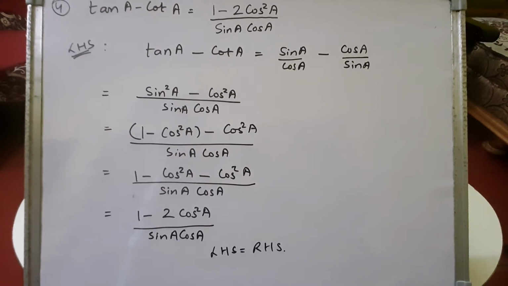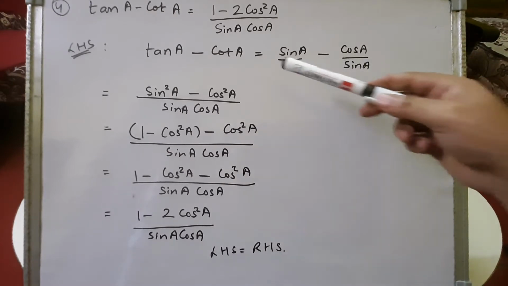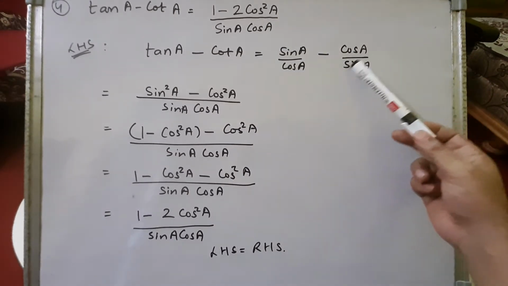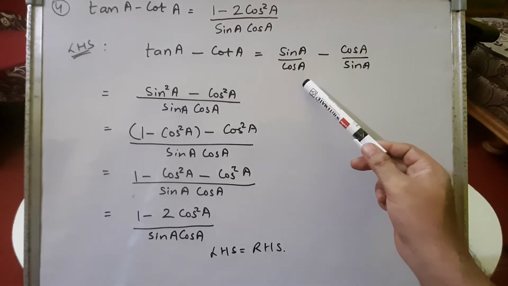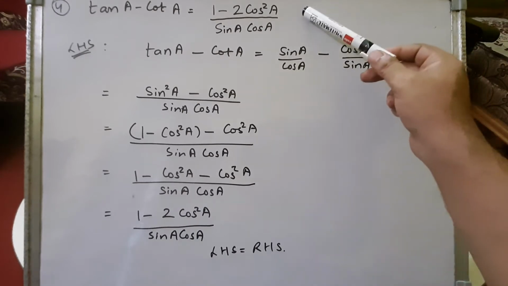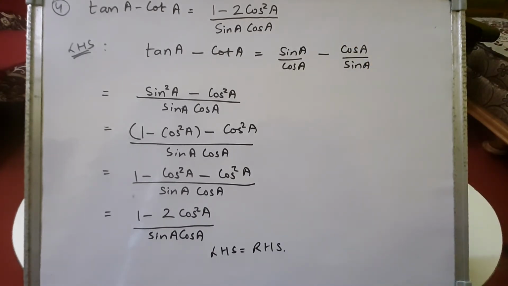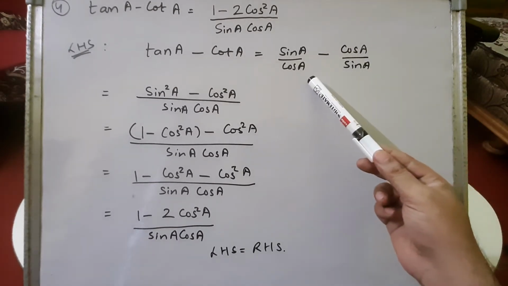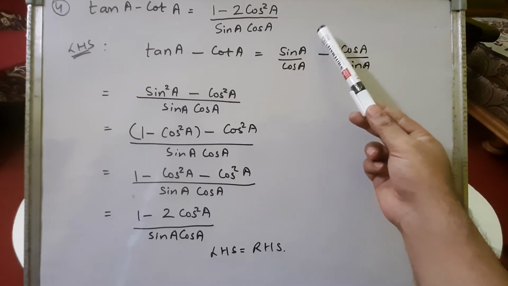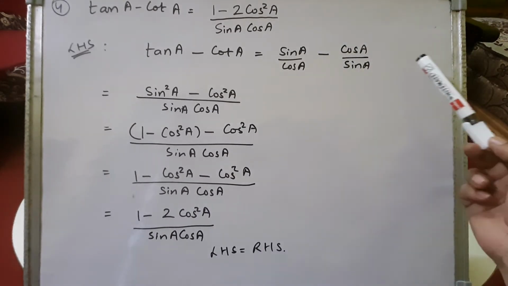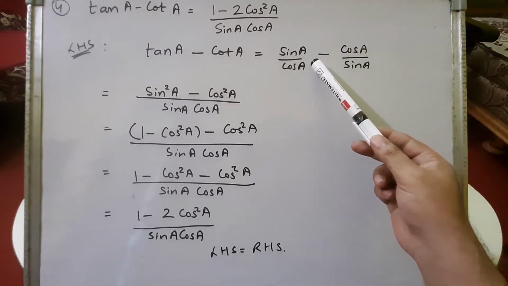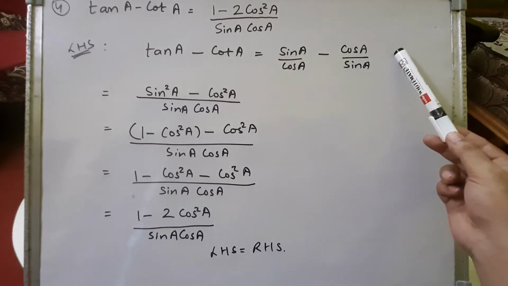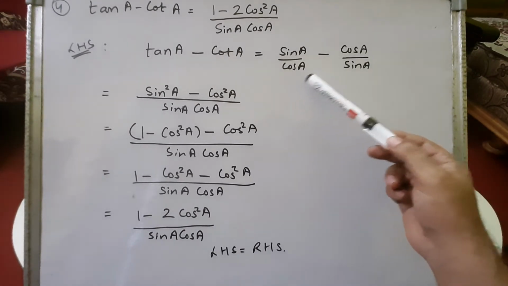So let's start solving. The left hand side is tan A minus cot A. Tan A can be written as sin A upon cos A, and cot A as cos A upon sin A. But here, in the right hand side, you can see that we have to prove the result in terms of sin and cos. So convert both tan and cot into sin and cos, because the result that we have to prove is given in sin and cos only, right, children? So we have to pay attention to what we have to prove. Now when we take the LCM, what will we get?